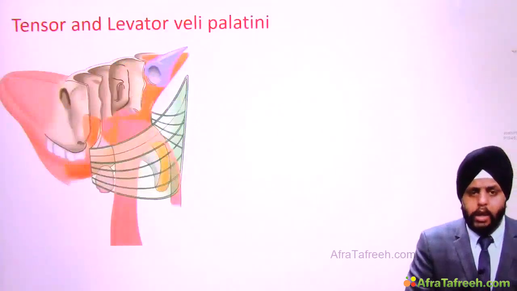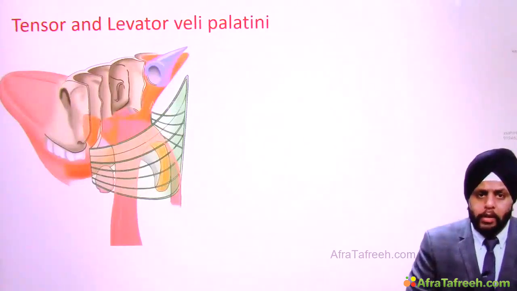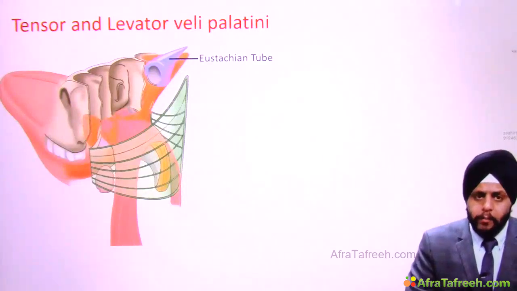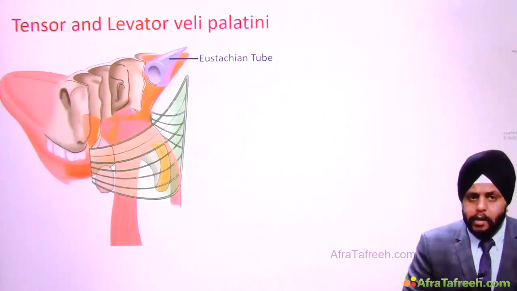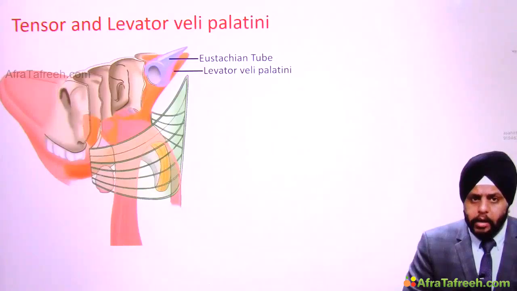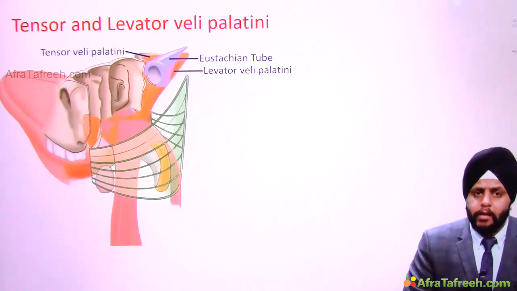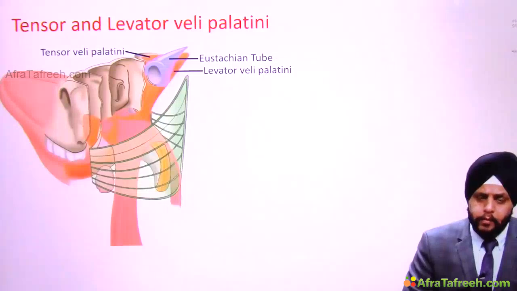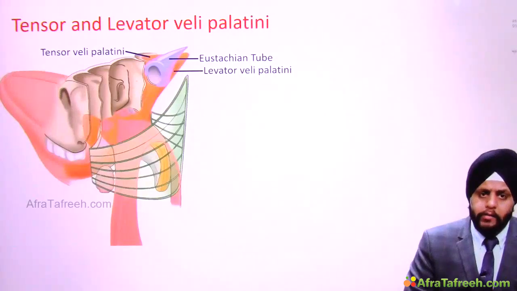Let's look at this tensor veli palatini. We can see the eustachian tube over here, and it is opening into the lateral wall of the nasopharynx just behind the nasal cavity. We have the levator veli palatini and the tensor veli palatini attached to the anterior surface. When this tensor veli palatini contracts, it opens the eustachian tube.